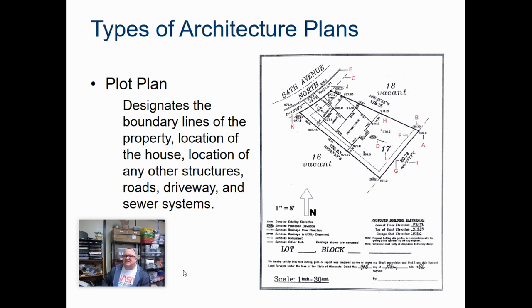Today we're going to talk about different types of architecture plans that are out there. So right here, this is a plot plan. You always get one of these. It's like a plot survey. It helps you understand your property a little bit. It shows you where your property starts, where it ends, where your house is located, and any other structures such as a patio. In my case, there's a shed, the roads, the sidewalks, the sewer systems, all of this stuff.